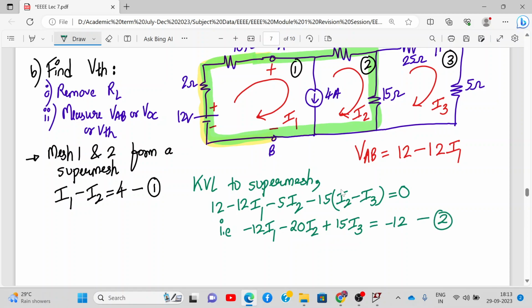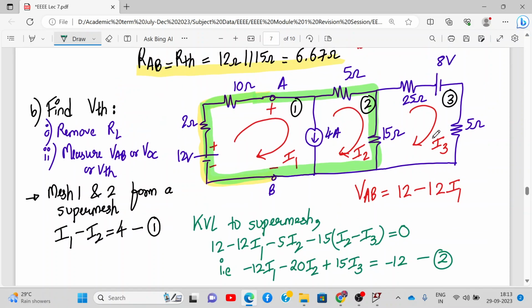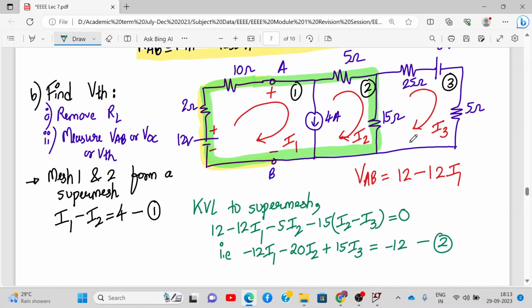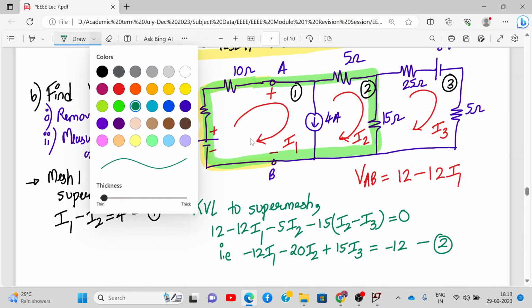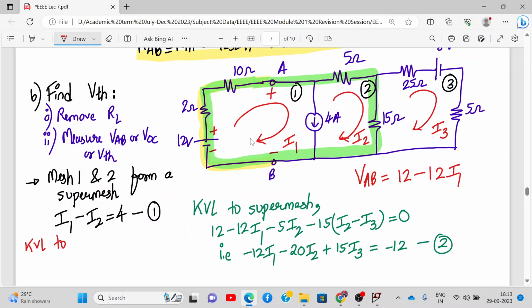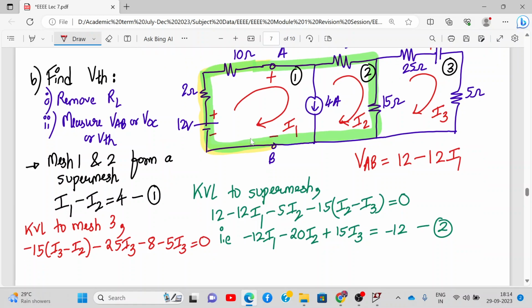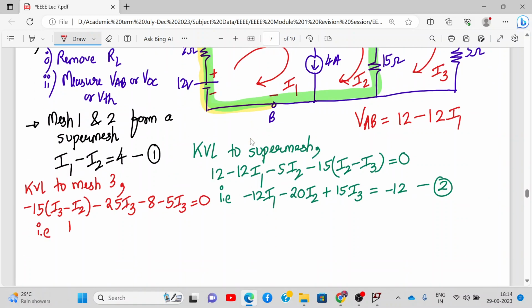Now we can apply the normal KVL to loop number 3. It doesn't form any super mesh. I'm writing here with red color. So KVL to mesh 3. What do we get over here? Minus 15 times I3 minus I2, minus 25 I3, and we are going from positive to negative, so it will be minus 8, and minus 5 I3, that is equal to 0. Let me simplify this further. So this will be 15 I2 minus 45 I3 is equal to 8. So this is our equation number 3.